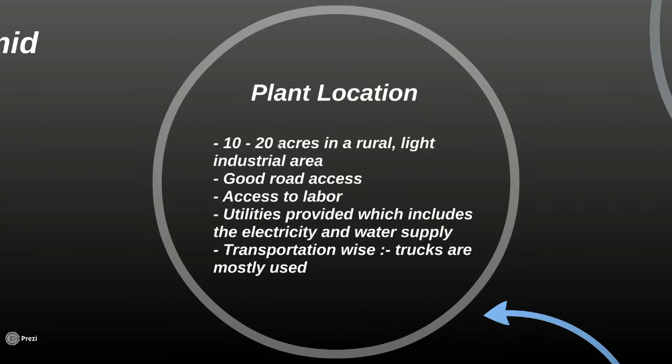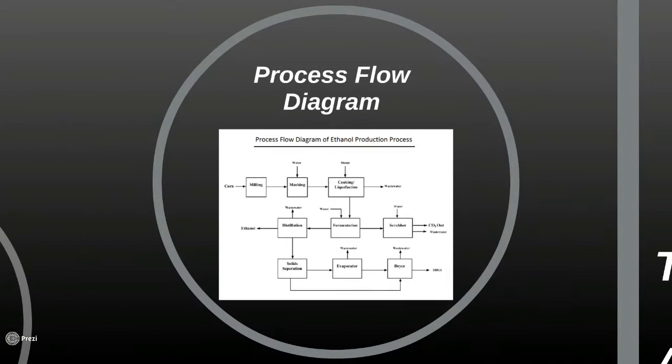The plant is located on 10 to 20 acres in a rural industrial area and must have good road access and access to labor. The utilities provided are electricity and water supply, and the area should be accessible for transportation.